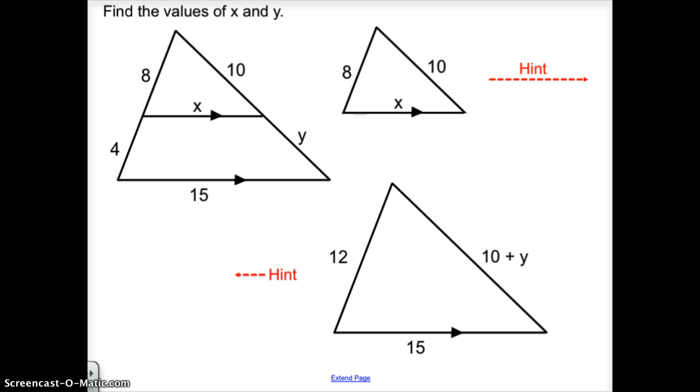Hit pause right now and answer questions 7 through 12, trying to find the values of x and y based on the example we just did.